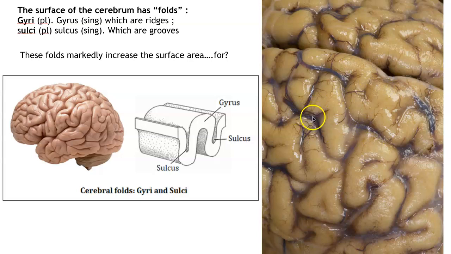Now, the grooves, the depressions, are going to be the sulci. So lots of gyri and sulci. So we've got our one sulcus. Sulcus is singular. One gyrus, singular. Another sulcus. Why might we want this on our cerebrum? What is this giving us? In anatomy, that is more surface area. More surface area for what? We'll talk about that shortly.